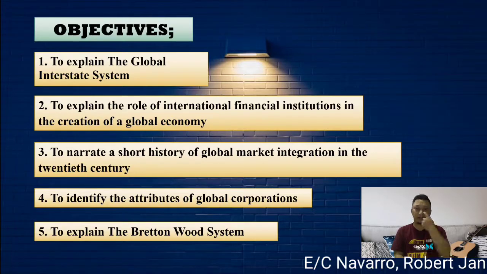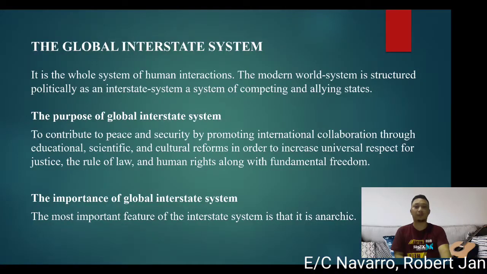first objective. Next, or the second objective, is to explain the role of international financial institution in the creation of a global economy. Third objective is to narrate a short history of global market integration in the 20th century. Fourth objective is to identify the attributes of global corporation. And last and fifth objective is to explain the Bretton Woods system. So let's go to the first objective, and that is the global interstate system.